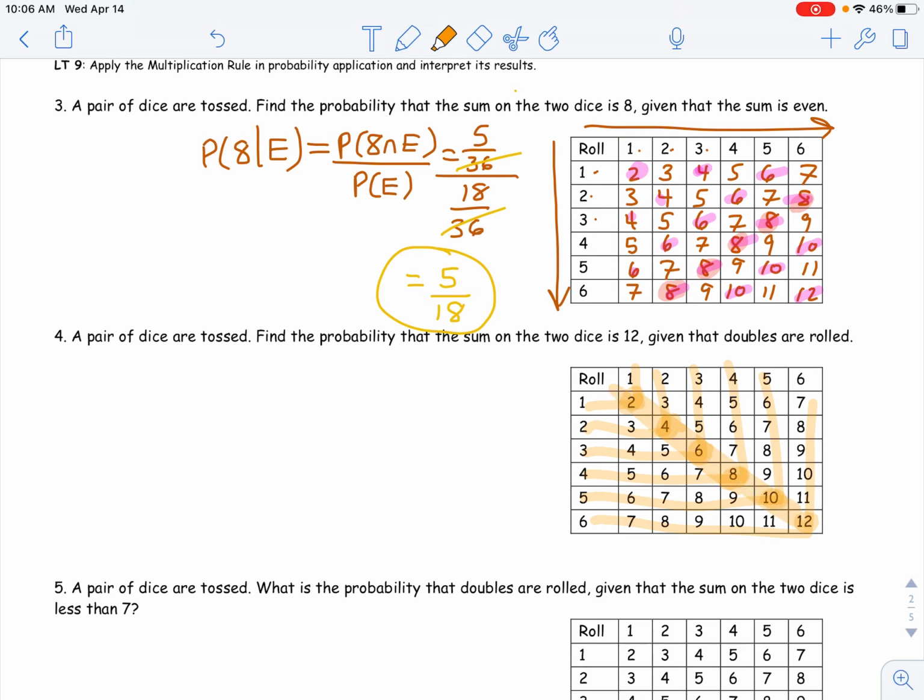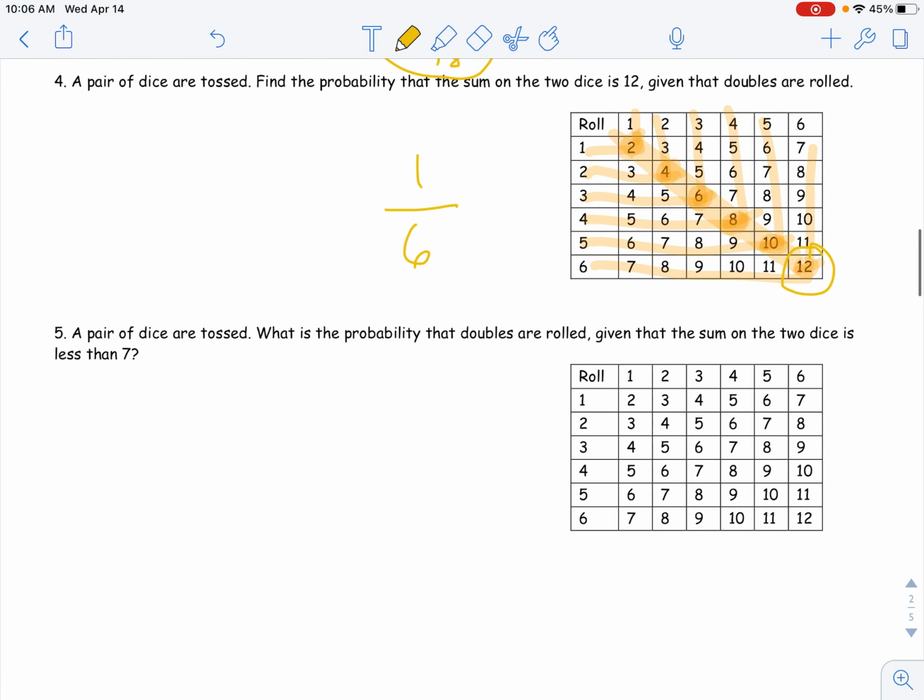How many doubles are there? 1, 2, 3, 4, 5, 6. There are 6 doubles. Out of those 6, how many sums are 12? Only 1. So when you roll doubles, you have a 1 in 6 shot of having a sum of 12. That's what that means.